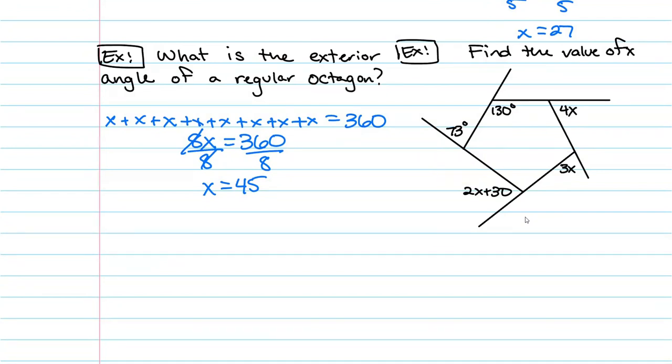Okay, now for the last one. The last one, we have something that looks very straightforward, and at first glance, it looks really easy. We're just going to go ahead and add up all the exterior angles like we did before. That means I'm going to add up this one, this one, this one, and this one.